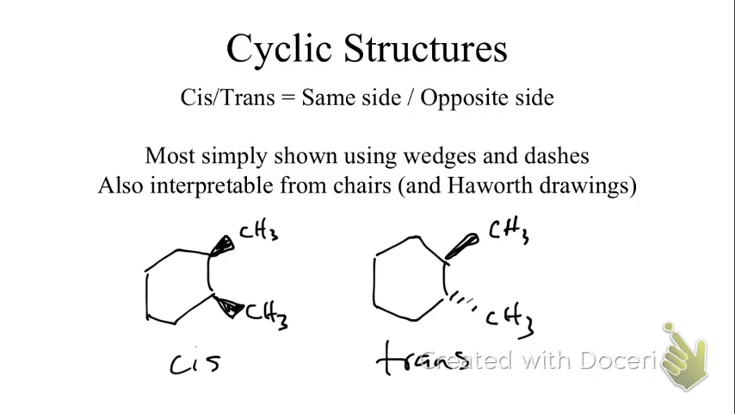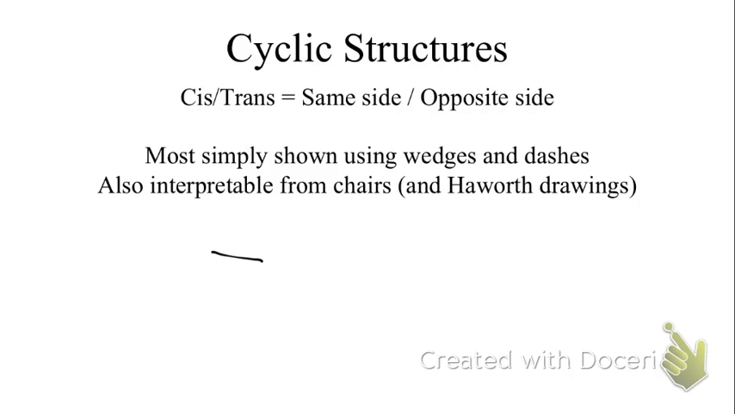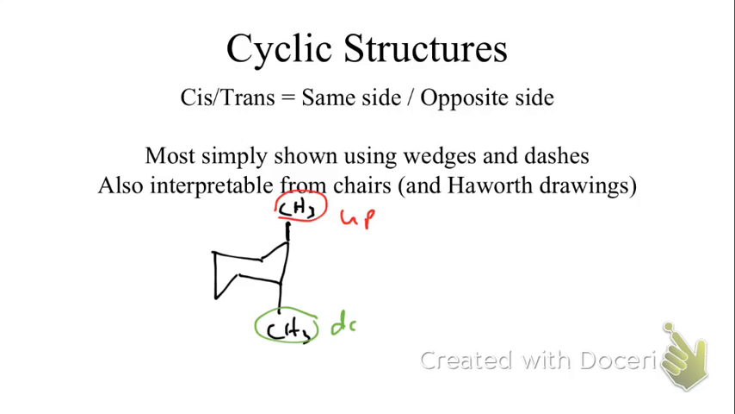The other way that we could see this is if we looked at chairs. Okay, so if we drew out a chair conformation, we can draw a methyl up and a methyl down. In this case, our chair implies that three-dimensional structure, and our CH3, now circled red, is aimed in the up direction, and our CH3 in green is aimed down. So if one's up and one's down, we have a trans conformation.